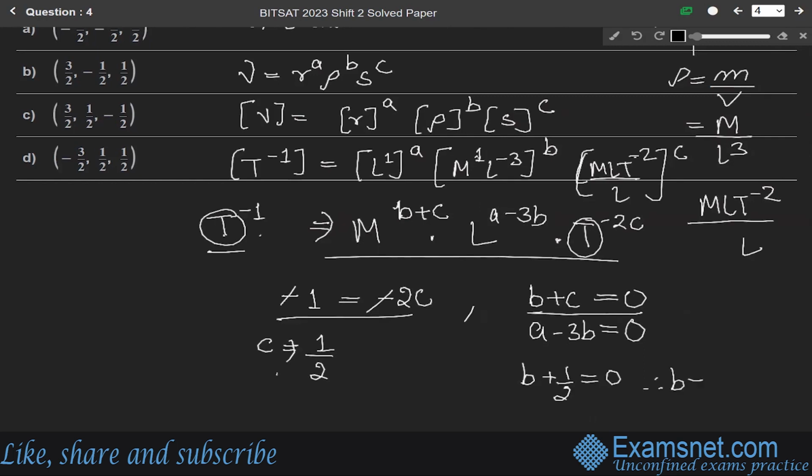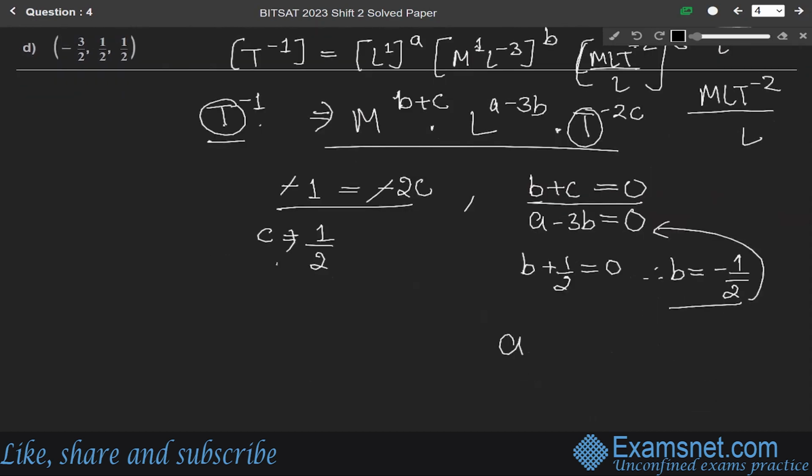Therefore, B will be equal to minus 1 by 2. Now putting this value of B in this equation, we get A minus 3 minus (minus 1 by 2) equals 0. This minus minus becomes plus. So A will be equal to minus 3 by 2.